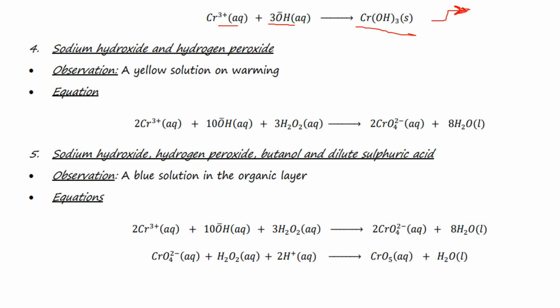So number 4, we are going to look at sodium hydroxide and hydrogen peroxide, and we are going to say that the observation is going to be a yellow solution on warming. The equation is going to be as follows, and this is also a redox equation. Make sure that you understand how it was balanced using the redox knowledge.